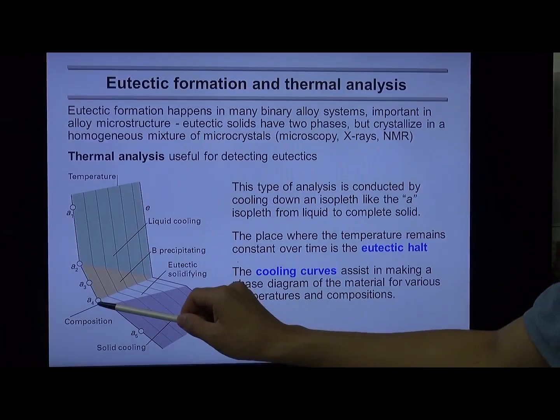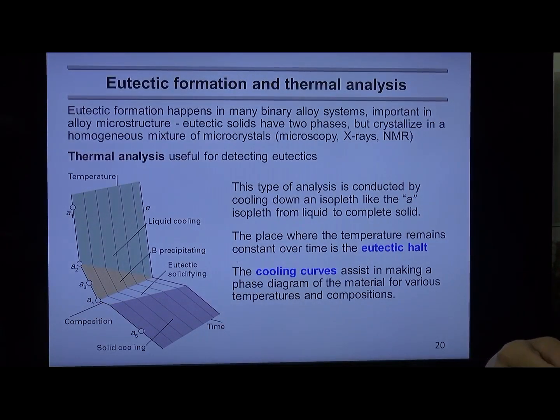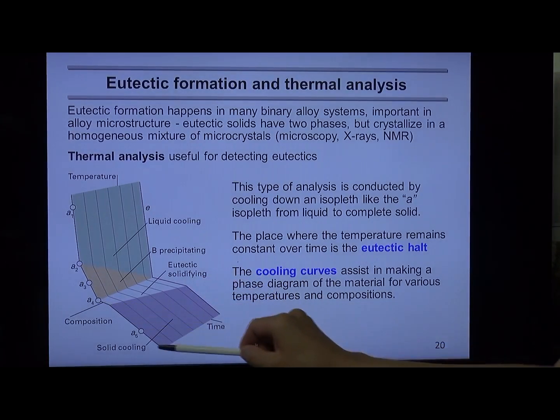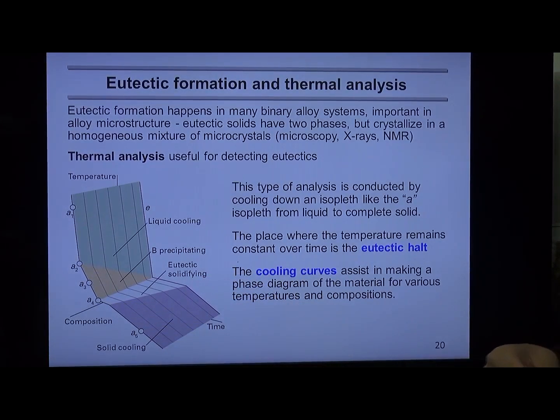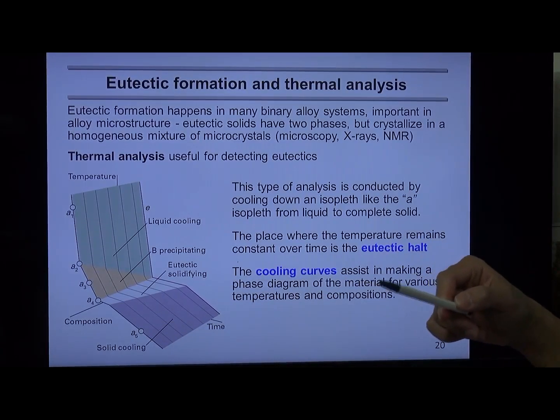At freezing, the temperature does not change, okay? Because freezing is a physical phase transition, right? We do not experience temperature change at freezing, okay? And then it goes down, something like that. We do that at different compositions again and again, okay?